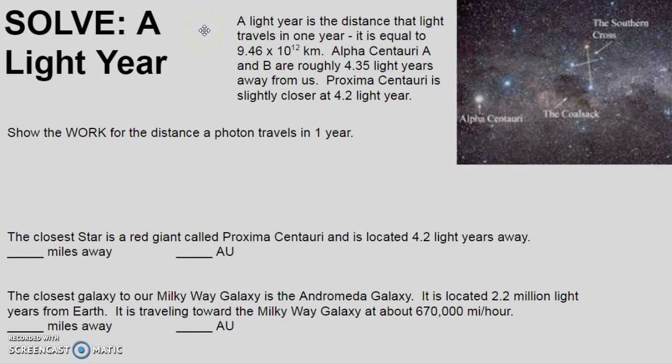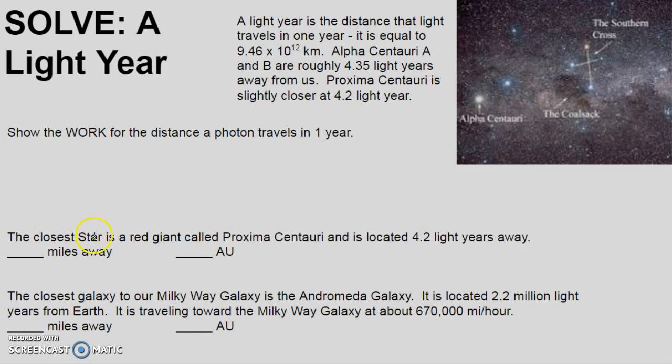So let's take this a little bit further. Let's talk about a light year. A light year is the distance that light travels in 1 year. It is equal to 9.46 times 10 to the 12 kilometers. Alpha Centauri A and B are roughly 4.35 light years away from us. Proxima Centauri is slightly closer at 4.2 light years. So show your work how you can calculate how far a photon travels in 1 year.